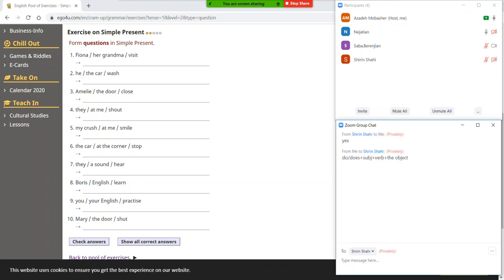Does Sina visit her grandma? Yes, very good. Does Sina visit her grandma? Very good. Now, number two. Does he watch the car? Yes, very good. Does Amelie close the door? Yes.